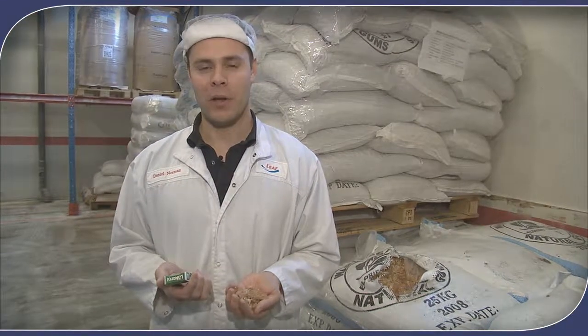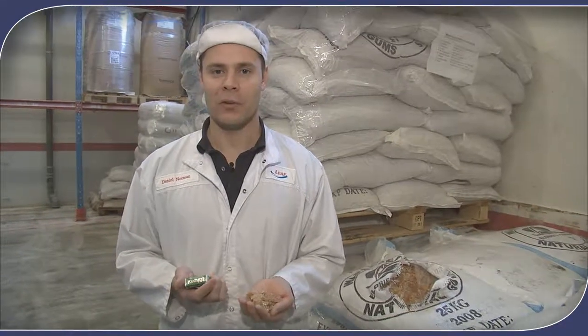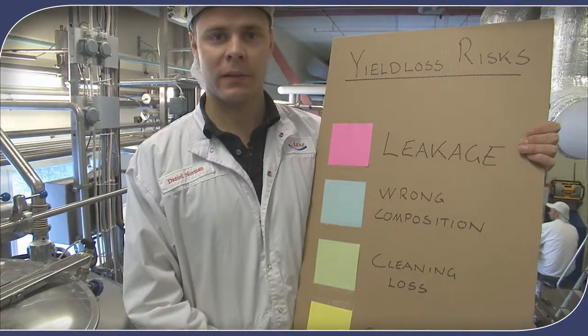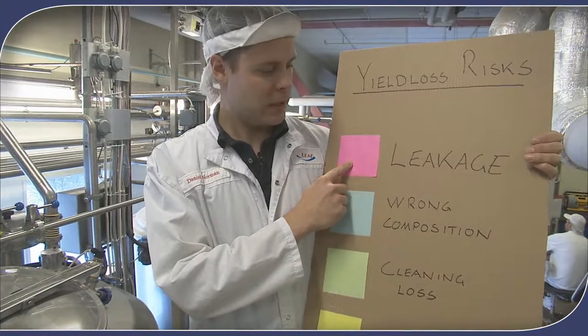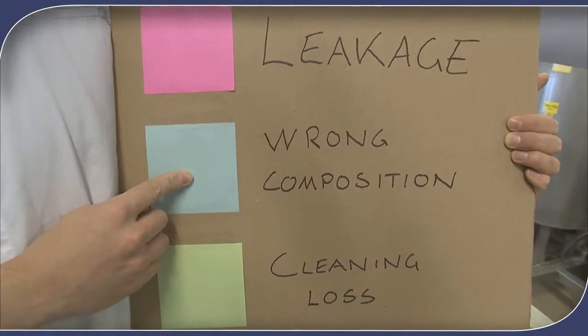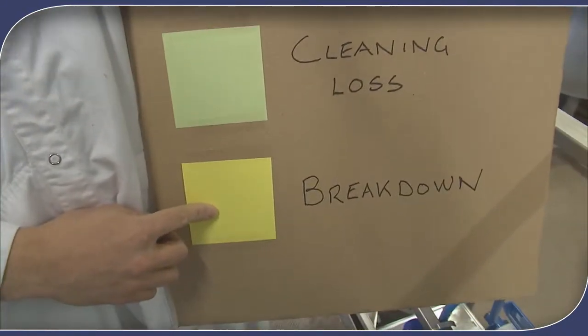In April 2009, we designed a workshop to find the yield losses in a very structured way, using cross-functional teams in an 8-hour workshop. In the yield workshop, we followed the line from left to right and looked at different risks of yield losses. We had 4 types of risks that we looked at. The first one is leakage. Next one is wrong composition due to technical or man error. Third one is cleaning loss, and the last one is machine breakdown.